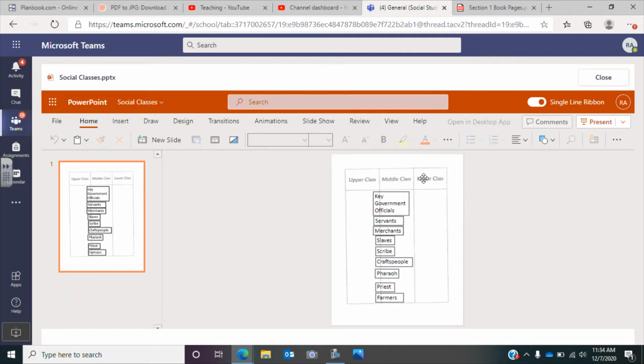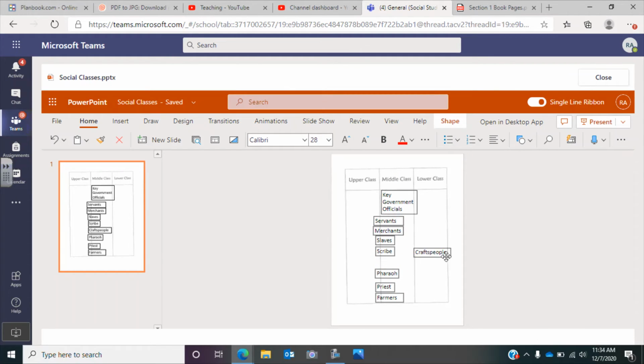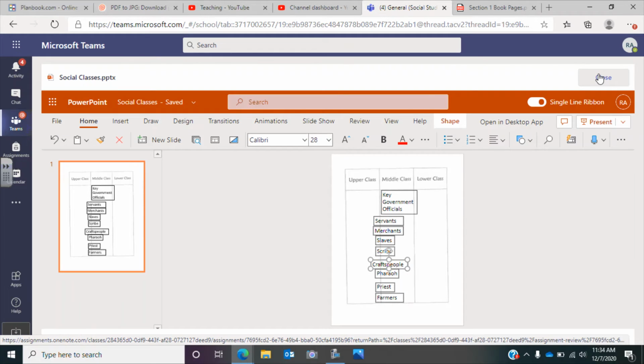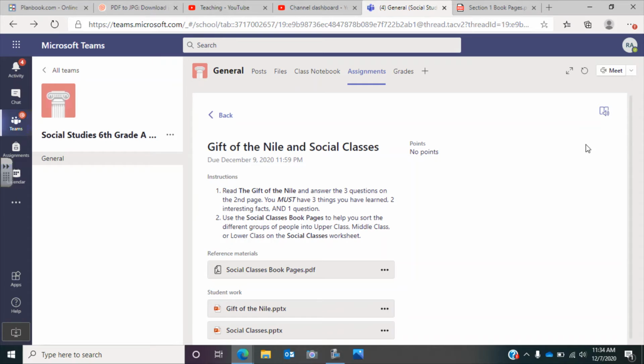So what you're going to do on this activity is after we read about the social classes, you're going to decide where these different people groups went. We have upper class, middle class, lower class. So you're going to go through each one, decide, key government officials. Were they in upper class? Were they in middle class? Or were they in lower class? So you're going to go through each of these and sort the text box according to what class it belonged in. And then once you complete that, you'll click Close, and then you would click Submit.